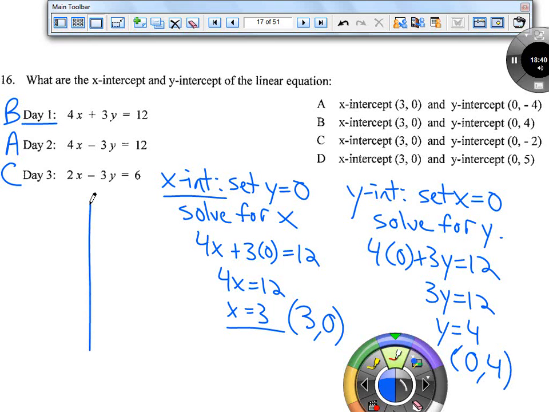And that makes sense on your graph. If it's an x-intercept, that means it crosses the x-axis, and the y-coordinate is always going to be 0: 1, 2, 3, boom, right there. And then the y-intercept has an x-coordinate that's 0. So that's why that one should make sense, that it's this one, B.